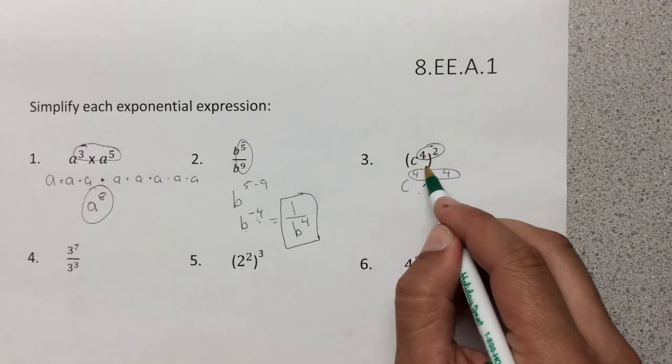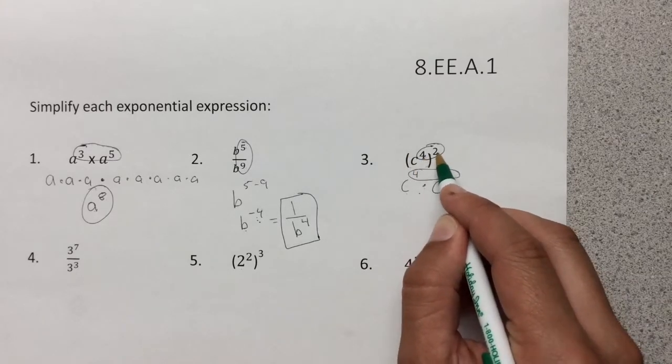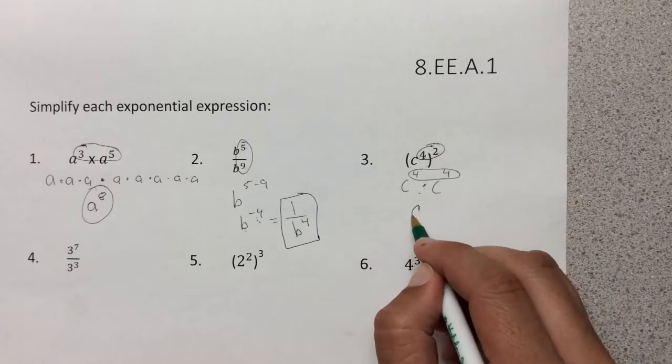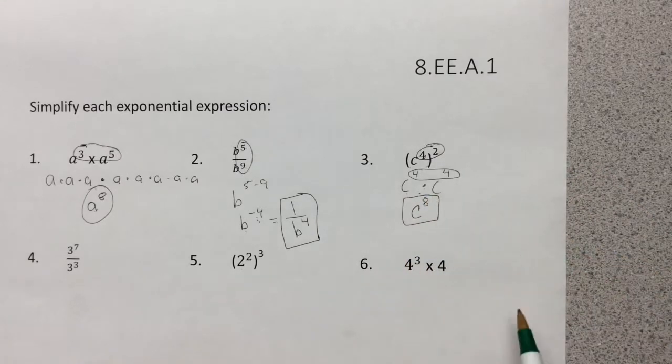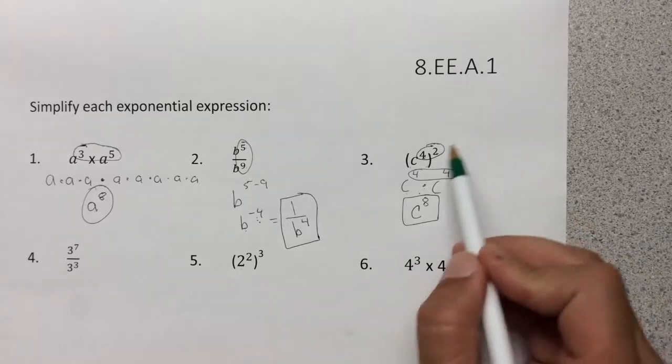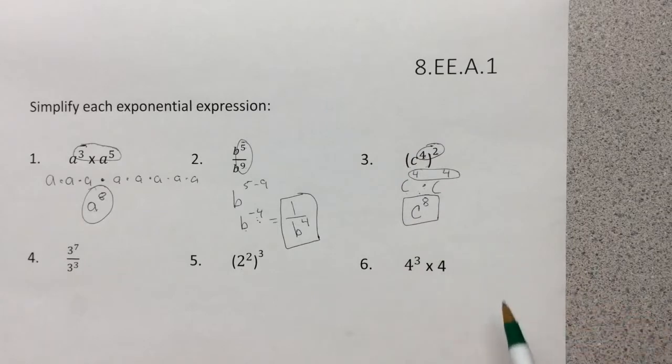So when you have the parentheses, you will take 4 and you will take 2 and you will multiply them together. You get c to the 8th power, and that will be your final answer. You can kind of think that you're taking the 2 and distributing it to every exponent that there is inside of the parentheses. Okay, so now let's look at number 4.